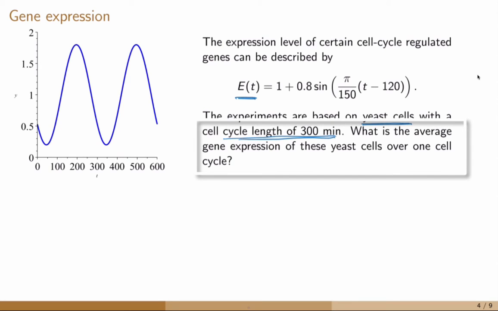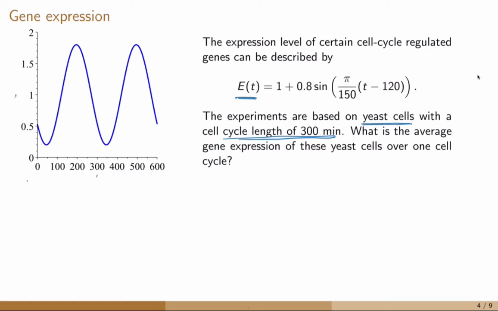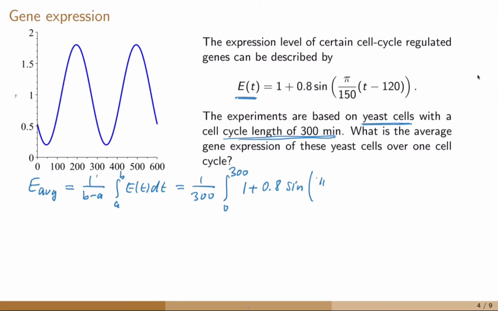So what is the average gene expression of these yeast cells over one cell cycle? So what do we have to do? We have to compute the average according to the formula. E average is 1 over b minus a integral from a to b e of t dt. If we are looking at one cell cycle, we could start at time 0 and end at time 300. So then it is 1 over 300, integral 0 to 300, and then the function e, which is 1 plus 0.8 sine of pi divided by 150 t minus 120 dt.